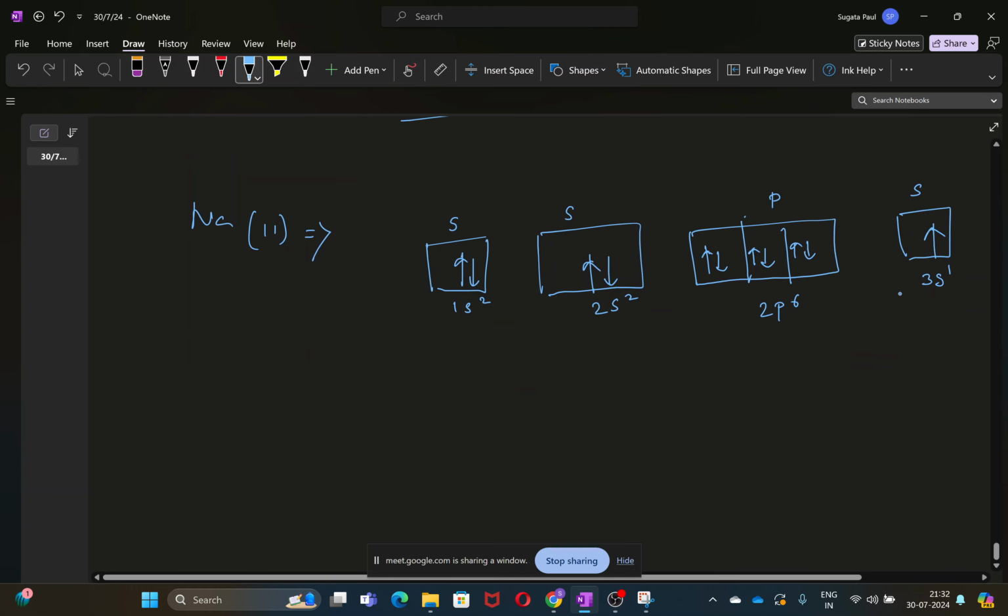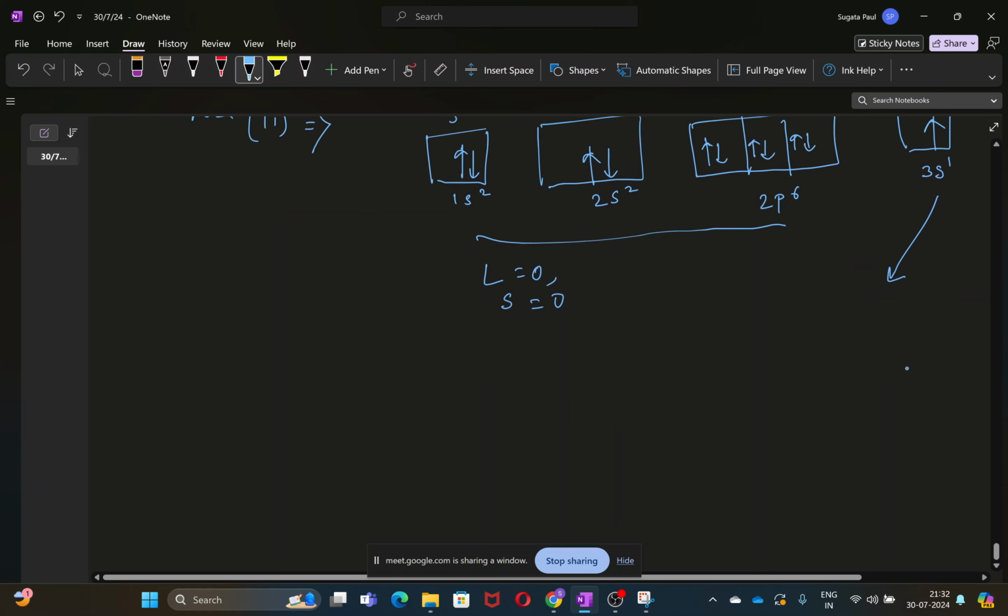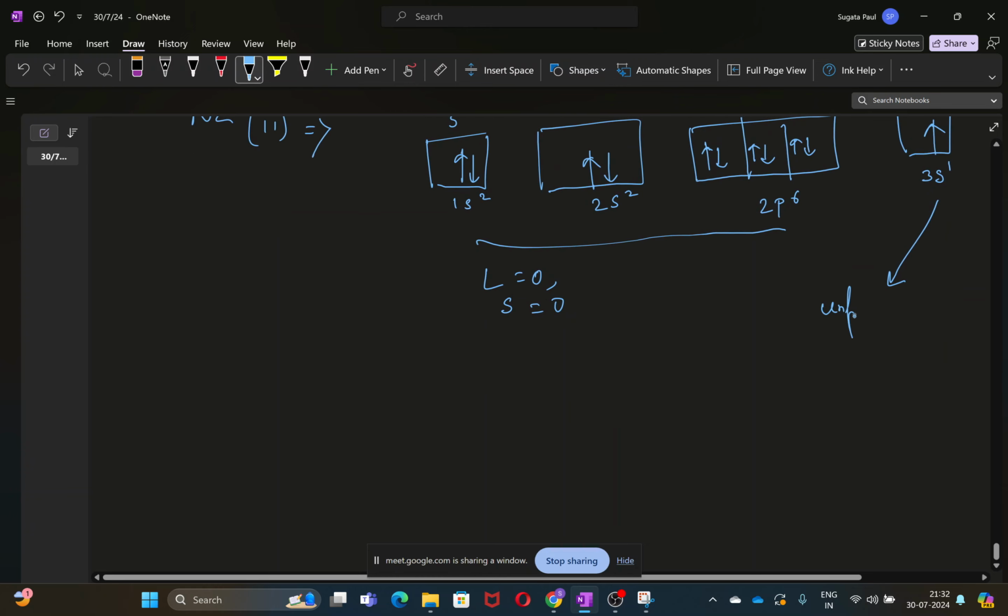You can see easily that all the electron shells which are fully occupied with electrons will have a 0 contribution in the orbital angular momentum L value or in the spin angular momentum S value. So up to 2p6 they are fully occupied by electrons, right? So they will have 0 contribution in L and 0 contribution in S. But this last one has an unpaired electron. So only this compartment will give rise to a non-zero value of L and S.